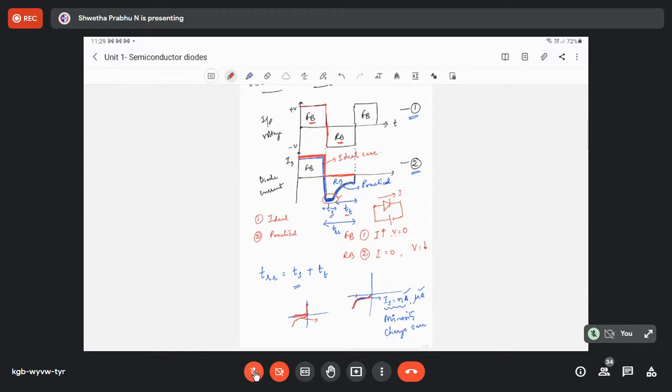Vaibhav? Ma'am, how long is this recovery time? Is it in microseconds? I mean, you're asking about the specifications of reverse recovery time? No, not micro. It is nano. It is a small value of interval, small values of time. It is nano, okay, not micro. Thank you.